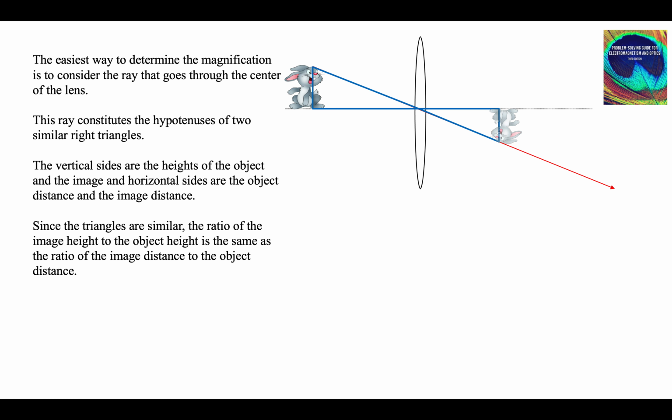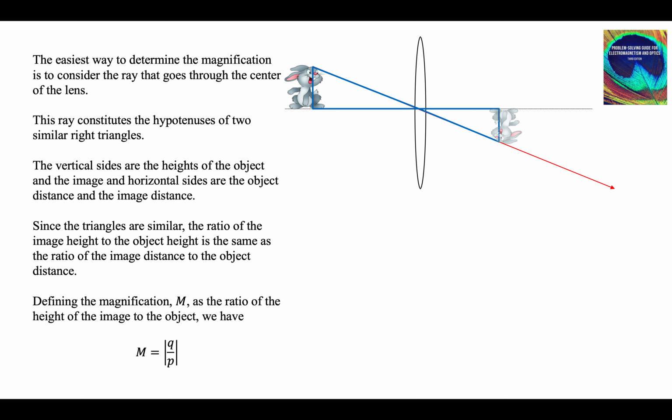The height of the image and the object, you can get the magnification from that. So the magnification is the ratio of the height of the image to the height of the object. And we put absolute value signs around it because we don't want to have a negative magnification. It's just the size of the image divided by the size of the object.